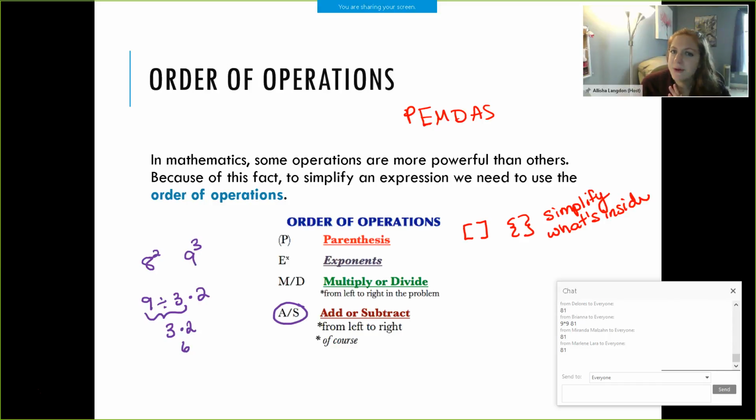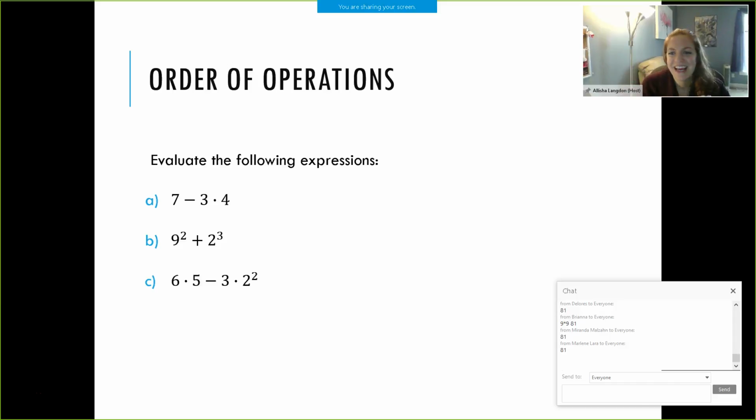Okay. Any questions on the breakdown of the order of operations? Because we are going to get into several examples. Are you guys already started on them? It's okay. I know it happens. You're excited to get going.